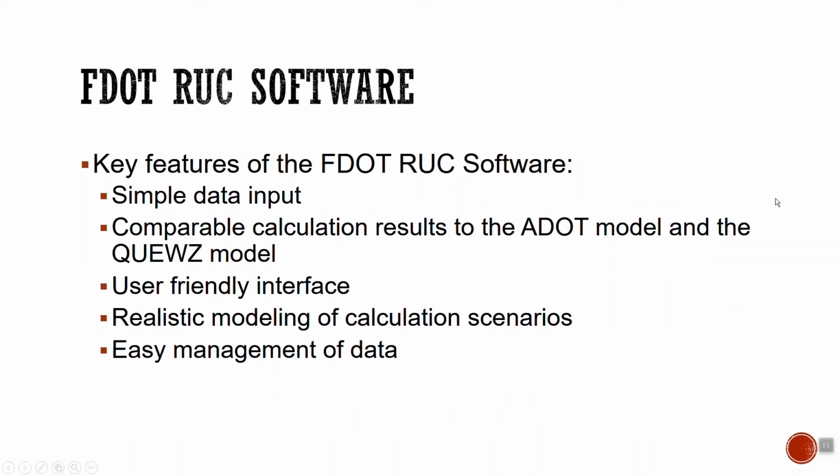Some key features of the FDOT road user cost software are the simple data input. It has calculations comparable to the Arizona DOT model as well as the CUES model. The interface is user-friendly, and it's a realistic model of calculation scenarios, and it has easy management of the data.